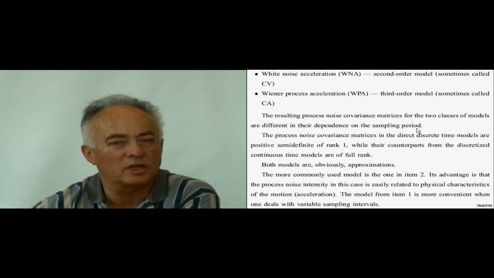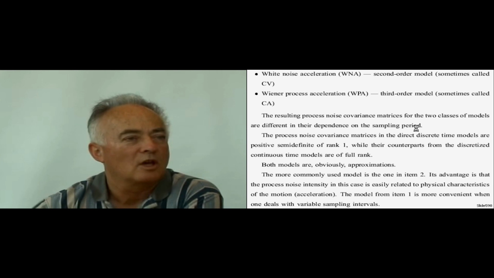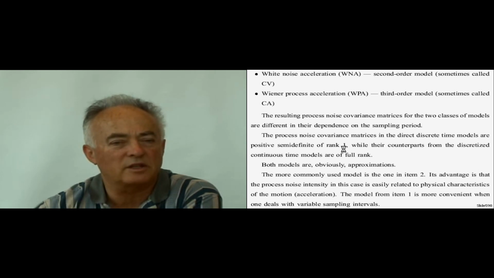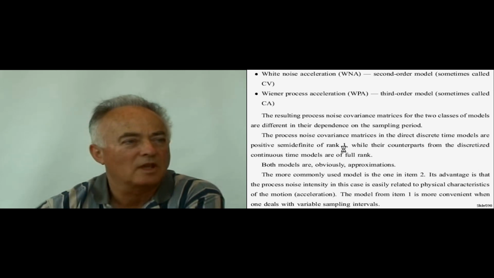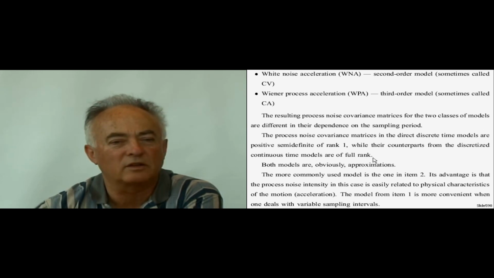So we talk about the two classes. One is the discretized continuous time, the other one is the direct discrete time. The process noise covariance matrices in the direct discrete time models are positive semi-definite of rank 1 because you have a scalar sigma v squared multiplying the dyad gamma gamma prime. The counterparts of this covariance for the discretized continuous time models are of full rank.